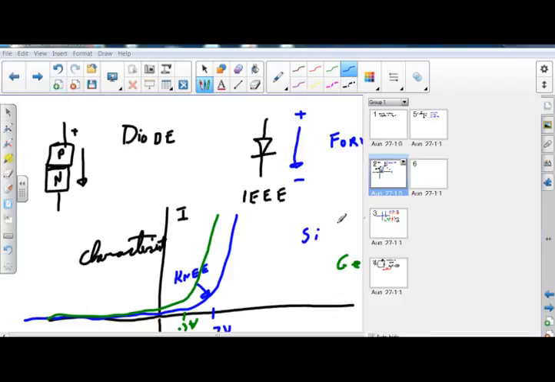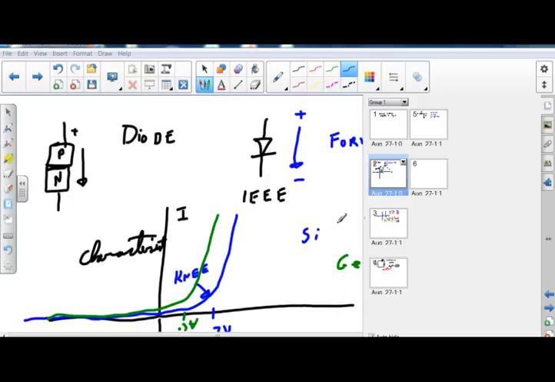Okay, silicon diode, 0.7 volts is where it turns on. Germanium diode, 0.3 volts where it turns on. In practice, I can buy a diode designed to turn on any place I want it to. It's just how much money do I want to spend.